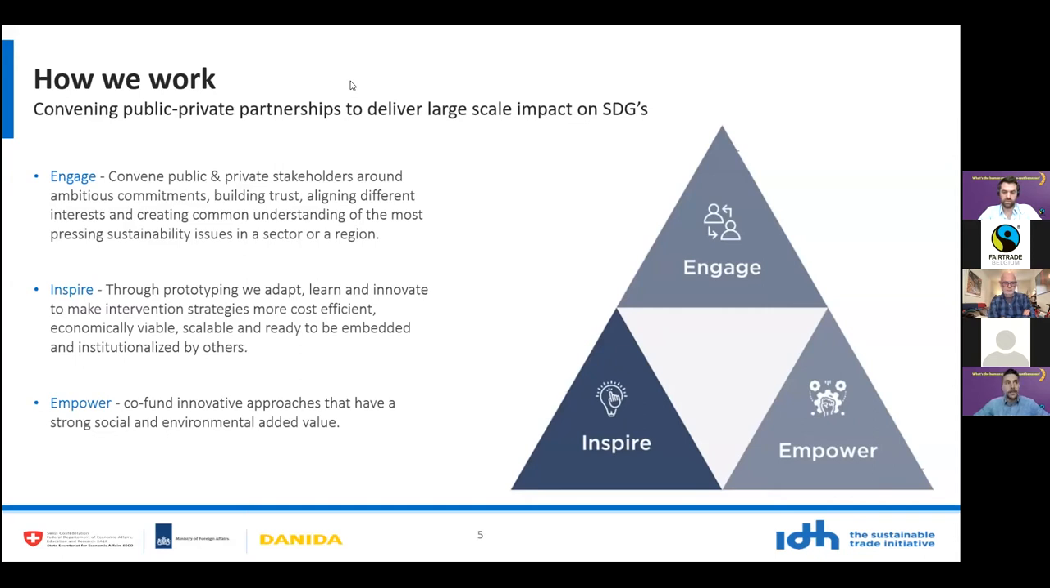What we then do in these settings is work around three basic concepts: engaging, inspiring, and empowering. When it comes to engaging, and I can briefly share the experience of Beyond Chocolate, it is important that we engage around a really strong and clearly defined commitment. That is when we can convene public and private sectors, start building trust, alignment, and a common understanding of both the actual situation and what is then needed to create change.